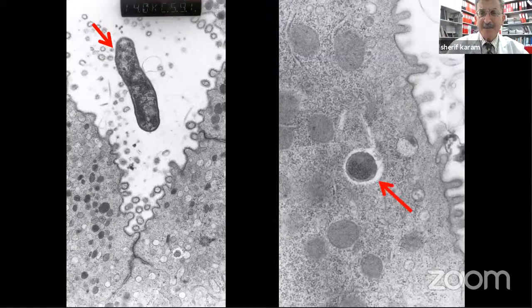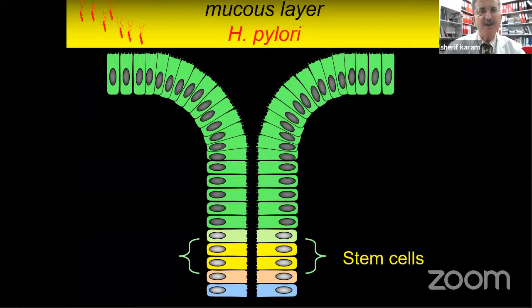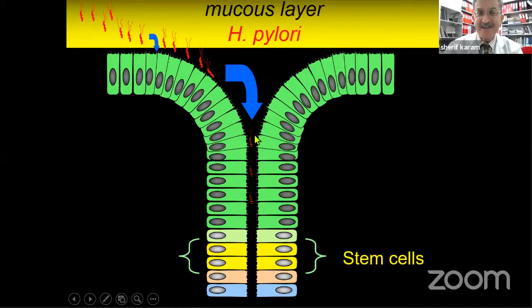Now, if I summarize this part, we know that H. pylori is found on the luminal surface of the cells. We know that there are stem cells between the surface mucus cells and the mucus neck cells at the bottom. And we know from other studies that H. pylori bind to the luminal surface of the mucus cells, but we have also demonstrated that H. pylori can go through the lumen of the gastric gland, reach the area of the progenitor cells, and survive within the cytoplasm of these stem cells.